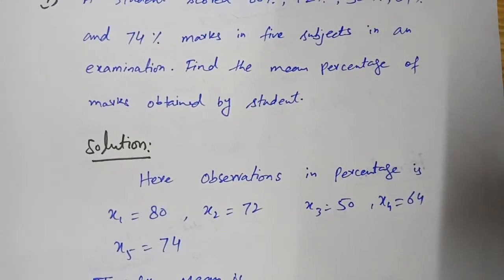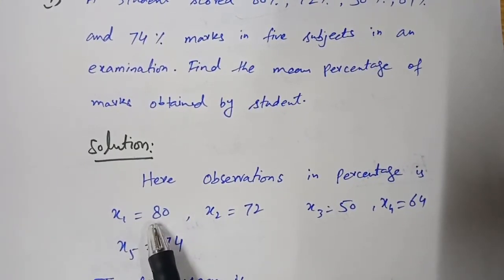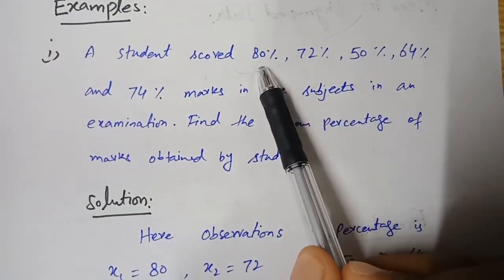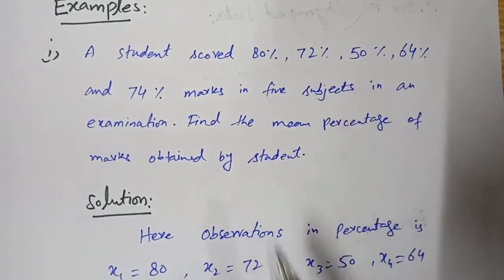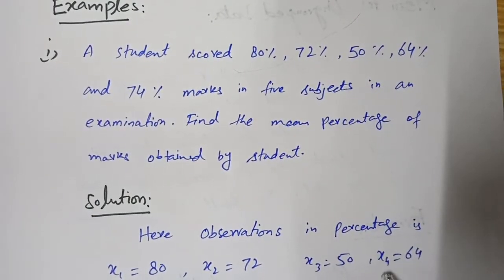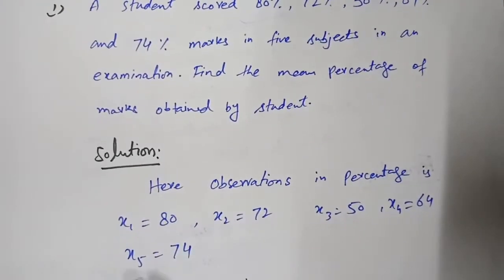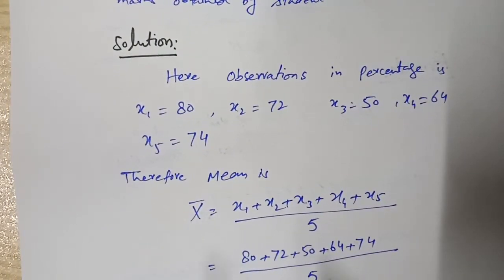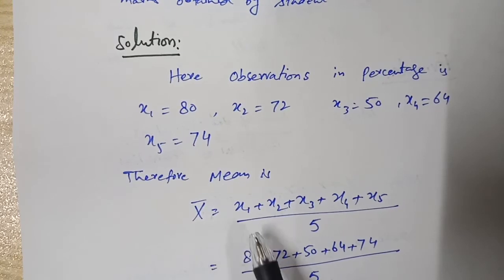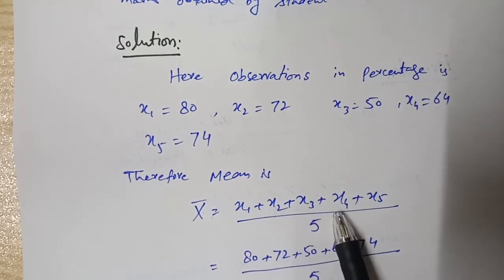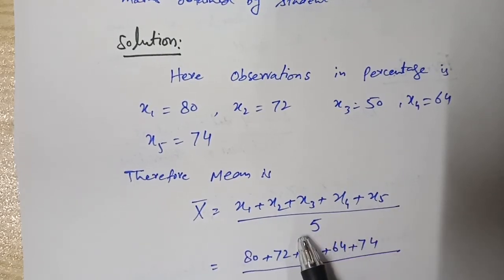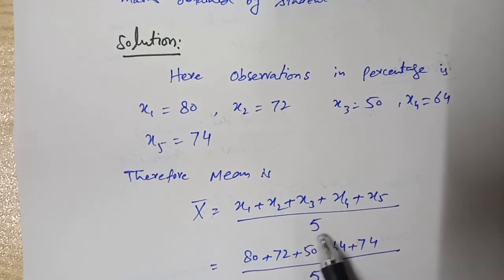Here the observation in percentage x1 is 80%, because that is the first value which he gave us. x2 is 72%, and in a similar way x3 is 50%, x4 is 64%, and x5 is 74%. So first of all, we will write the formula of mean. Therefore, mean x bar is equal to x1 plus x2 plus x3 plus x4 plus x5. This is the sum of all the observations divided by the total number of observations. As we have a total of 5 observations, we divide it by 5.